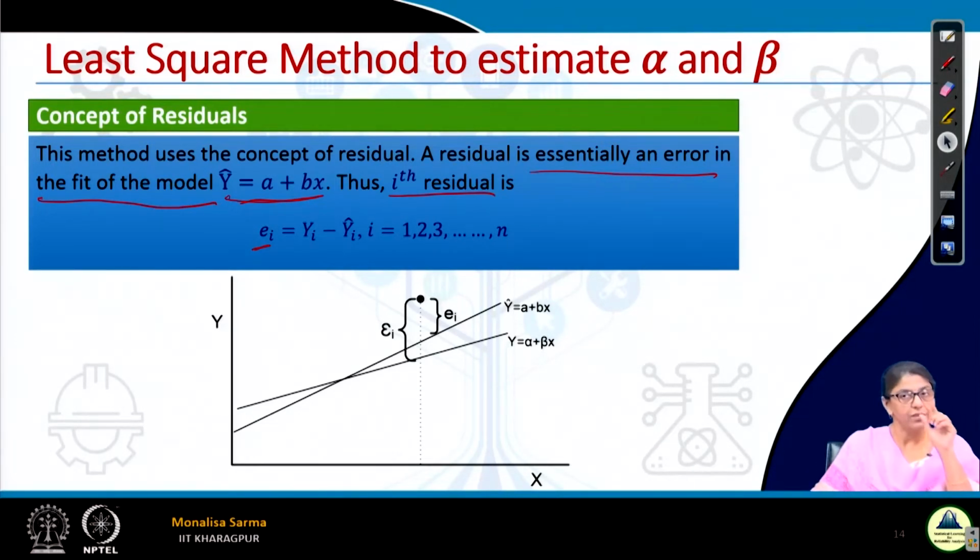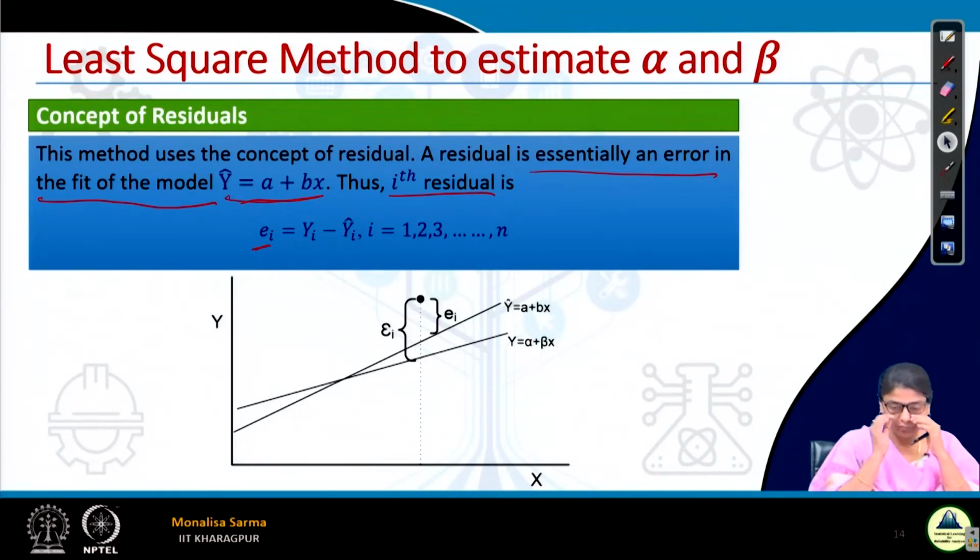Okay. So when my e_i is as small as possible, isn't it? So my residual, both negative residual and positive residual, when it is as small as possible, then I can say that it is a good fit. So my residual should be as small as possible.